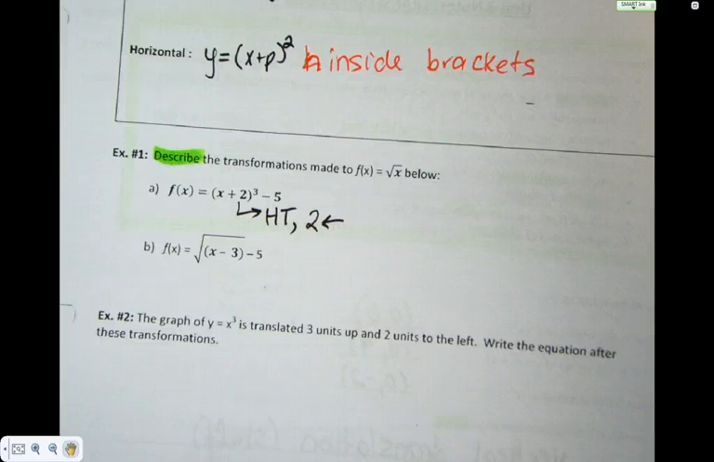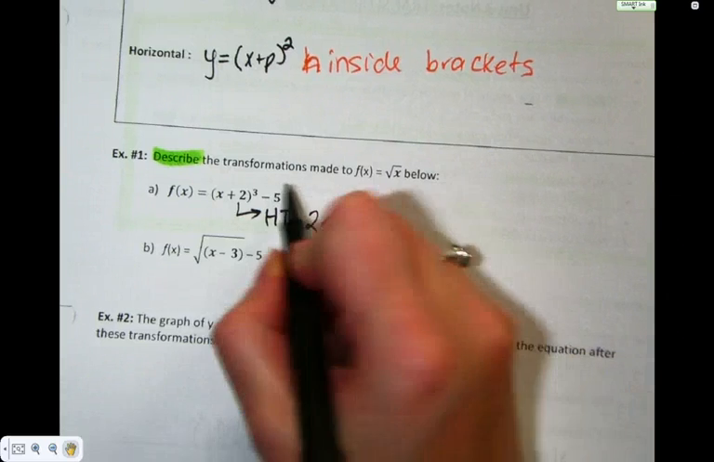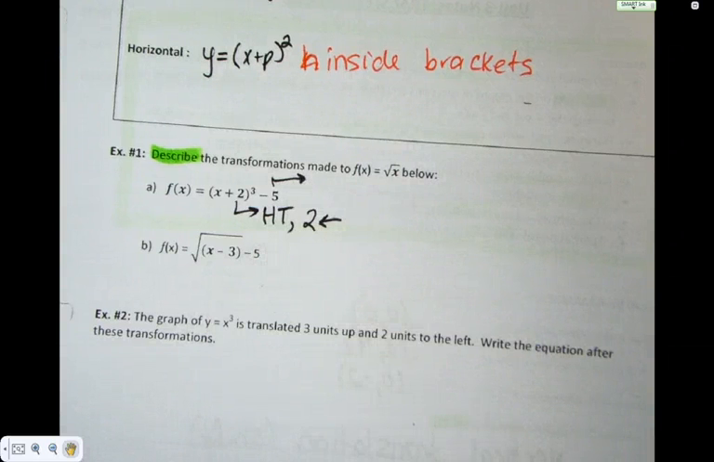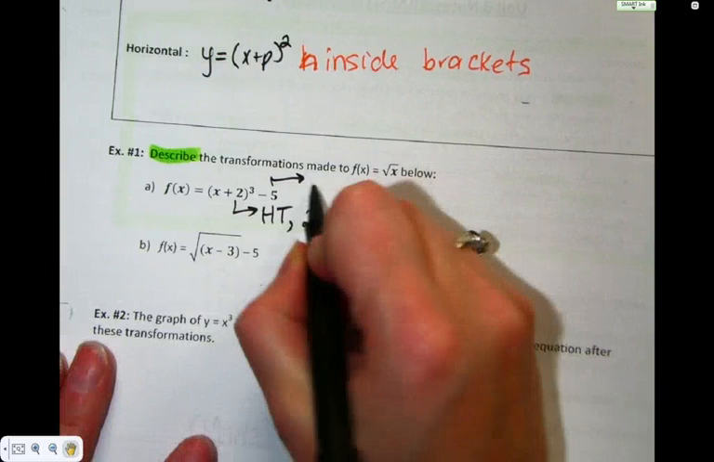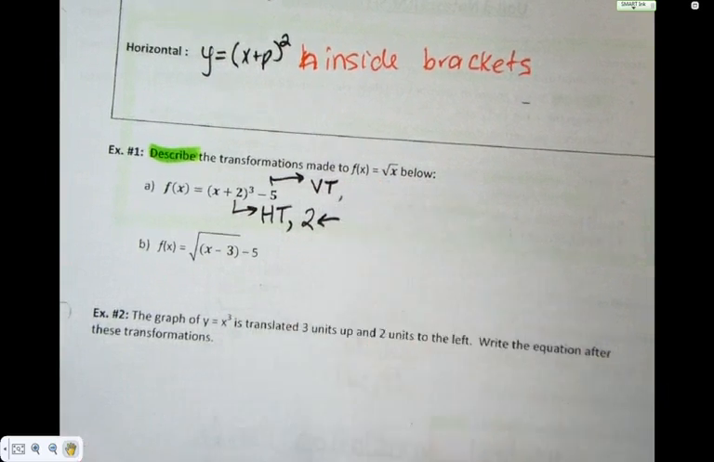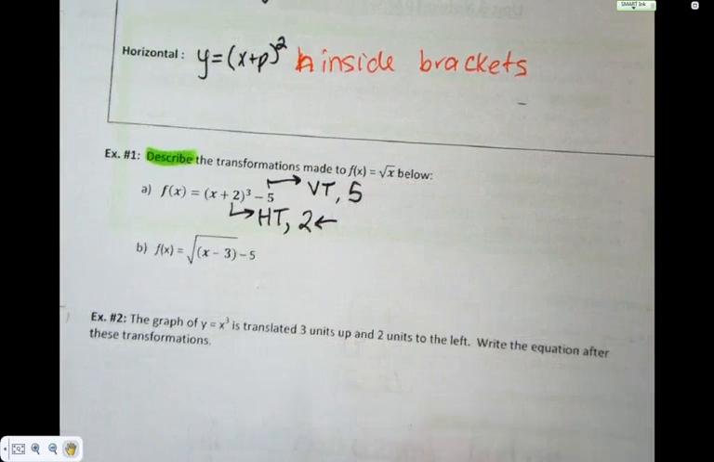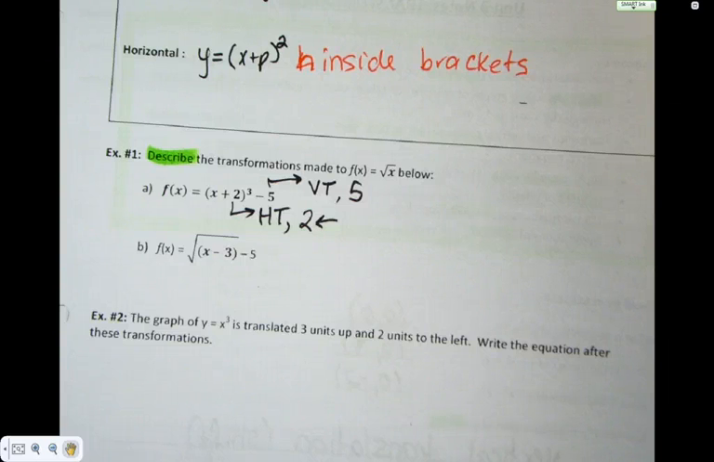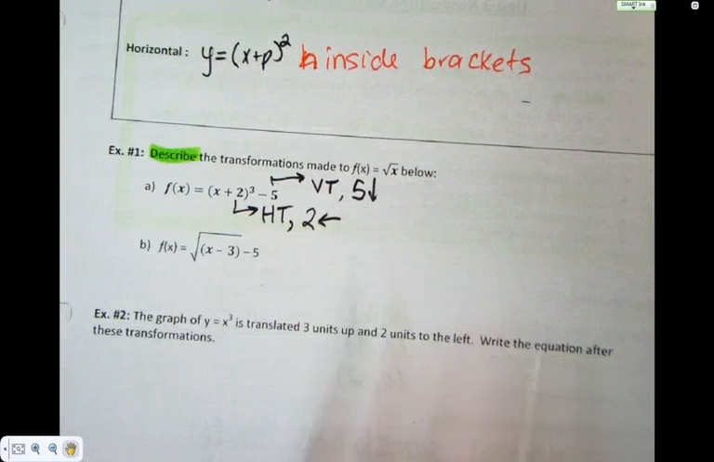Oh, I just didn't get to them yet. I'm going to do them right now. So the -5, is it inside brackets or outside brackets? Outside. That means it's a vertical translation. That's naming it. Now you have to tell me what it does. It's going to be 5 units down. Why is it down? Because it's negative. That's describing the transformations. That's it. There's no words, no paragraphs, no 3-paragraph essays. That's all we need.